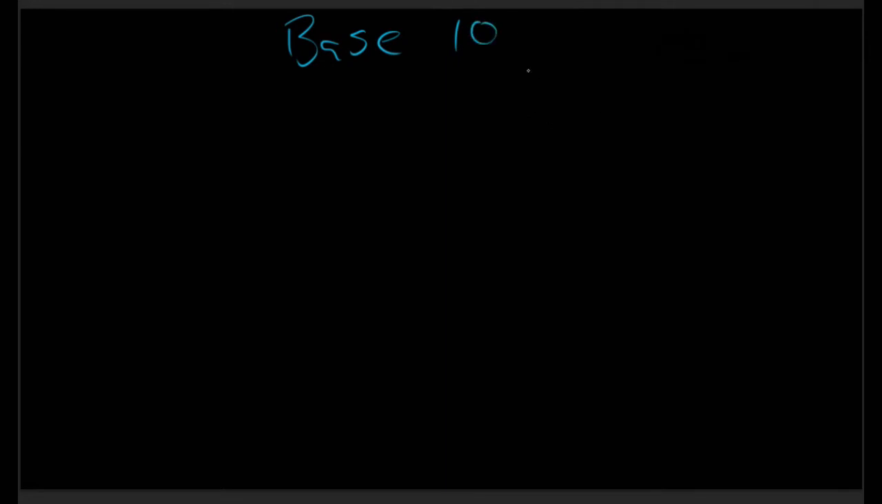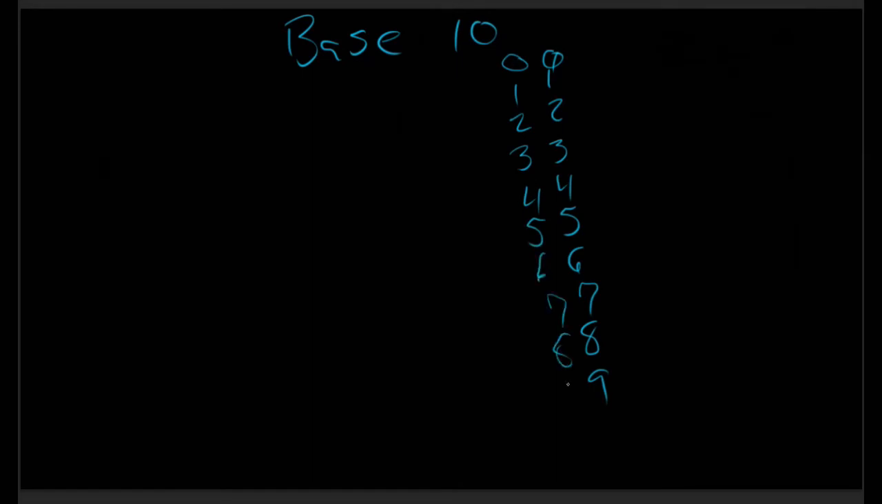Base 10, right? This simply means that we have numbers 0, 1, 2, 3, 4, 5, 6, 7, 8, and 9. There are 10 digits here, right? So when we're counting, we say 0, 1, 2, 3, 4, 5, 6, 7, 8, 9. Then, since we can only count to 10, we need to have another row here. So now we say 0, 1, 2, 3, 4, 5, 6, 7, 8, 9.